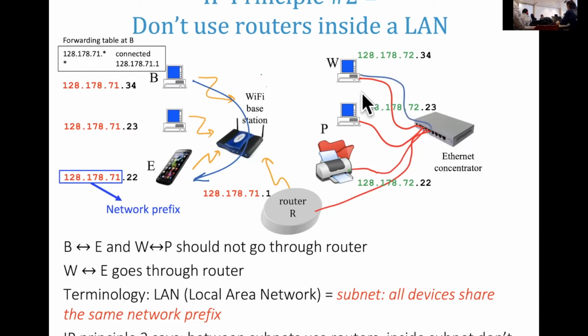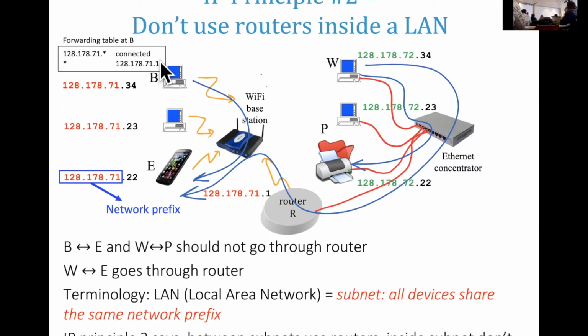Same thing in the other LAN. When a computer wants to connect to a printer, since they are in the same local area network and share the same network prefix, this packet can be sent directly. Otherwise, if W wants to send packets to a device that is not within the same local area network, it will go through the routers. So W hands this packet to the next router, and the router takes care of the rest of the route. As I said, every device has a forwarding table.